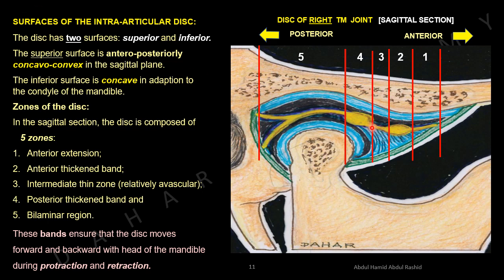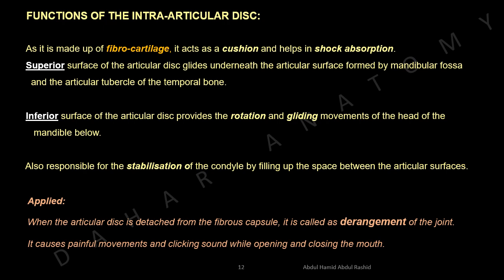These two bands ensure that the disc moves forwards and backwards with the head of the mandible during protraction and retraction. Functions of the intra-articular disc. As you know, the intra-articular disc is made up of fibrocartilage and thus it acts as a cushion and helps in shock absorption. The superior surface of the articular disc glides underneath the articular surface formed by the mandibular fossa and the articular tubercle of the temporal bone.